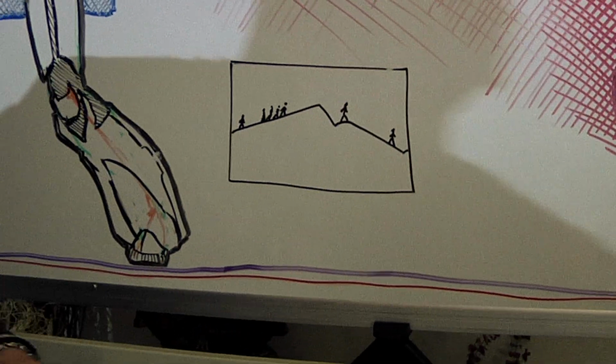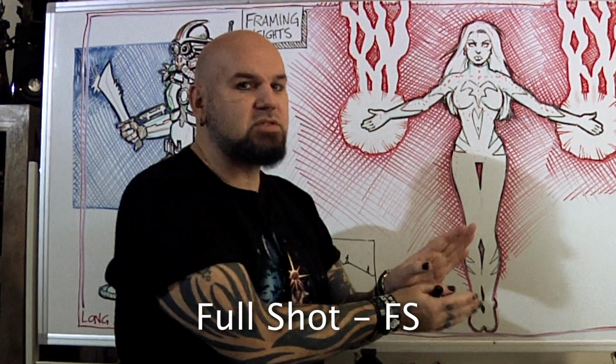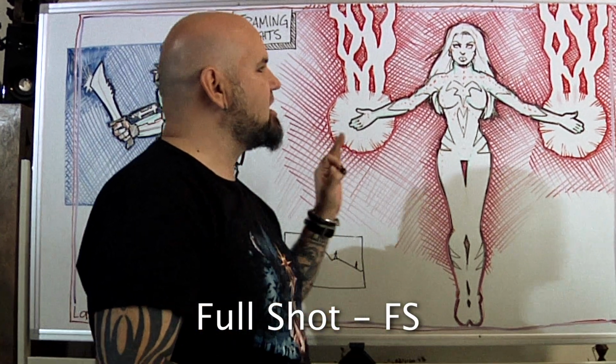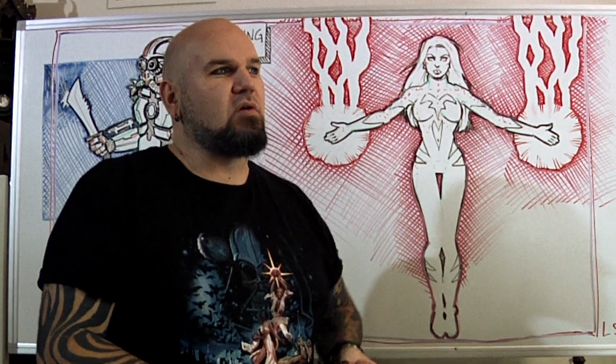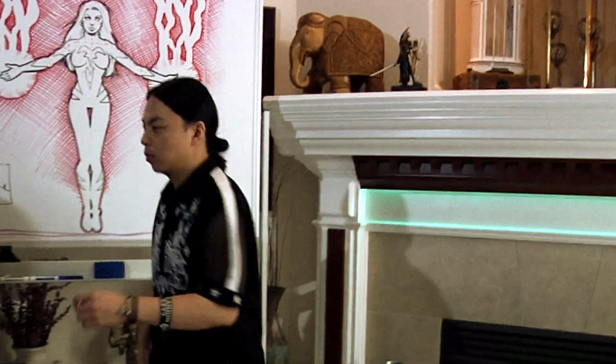The difference with a full shot, specifically a full shot, is as close as you can get to your subject without actually cropping off any of the figure. Long shot is a little bit more vague. It's not saying how close or how far, it's just saying you can see the entire character. Full shot specifically means you're as close as possible, but we still can see the entire character. So James, full shot.